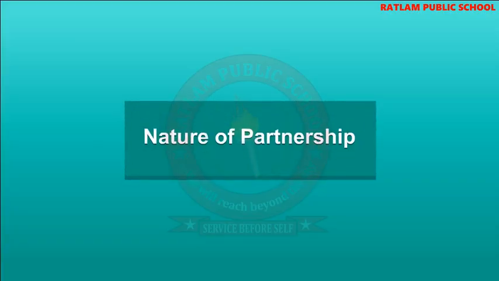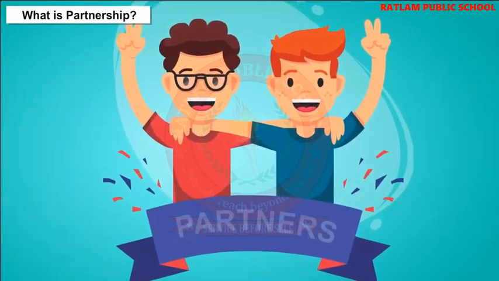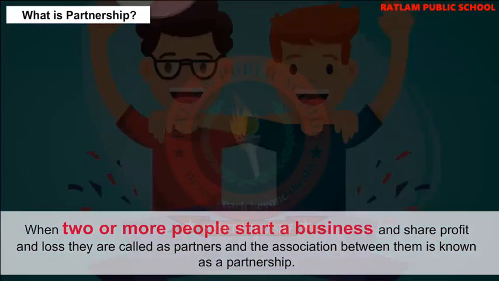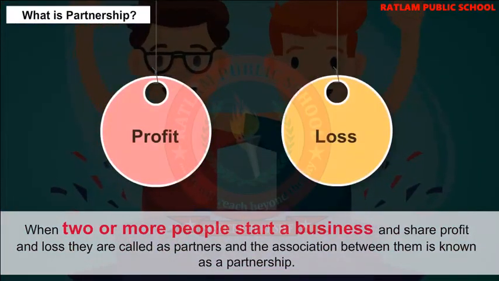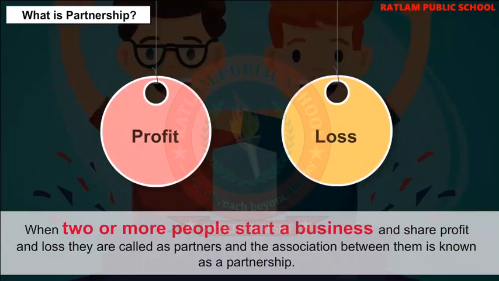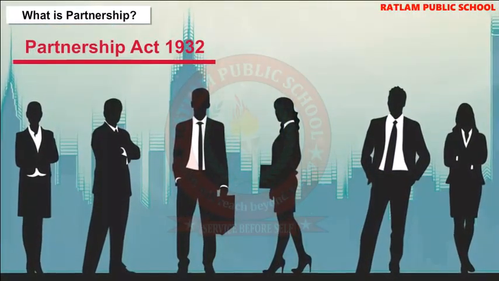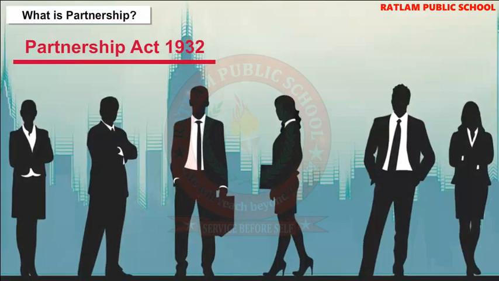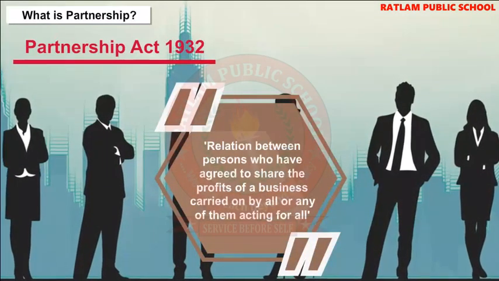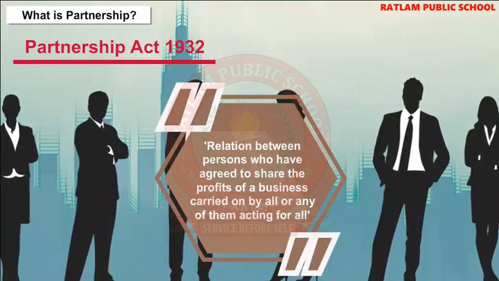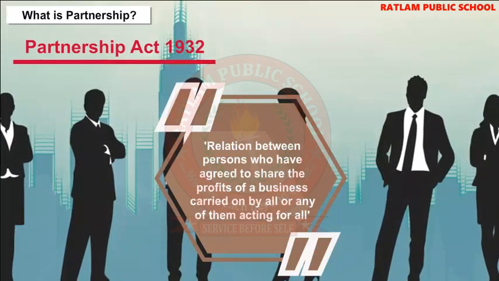Nature of partnership. What is partnership? When two or more people start a business and share profit and loss, they are called partners, and the association between them is known as a partnership. The Partnership Act 1932 defines partnership as the relation between persons who have agreed to share the profits of a business carried on by all or any of them acting for all.